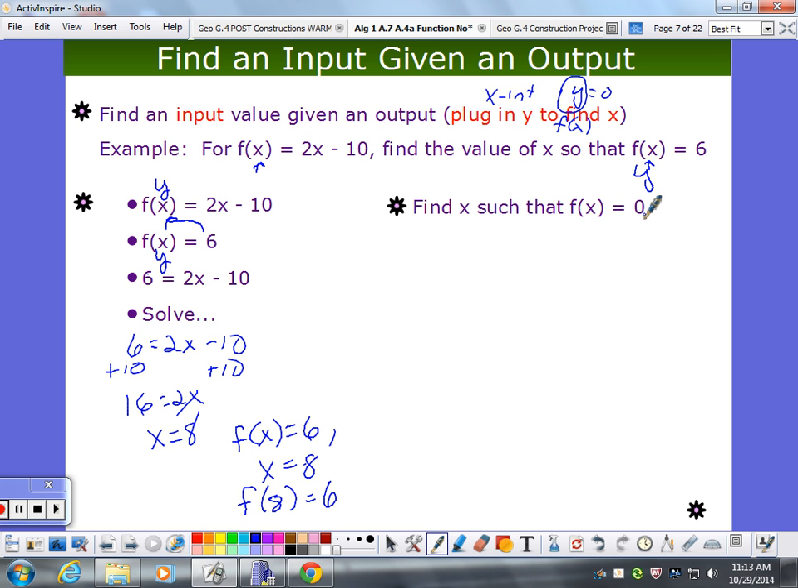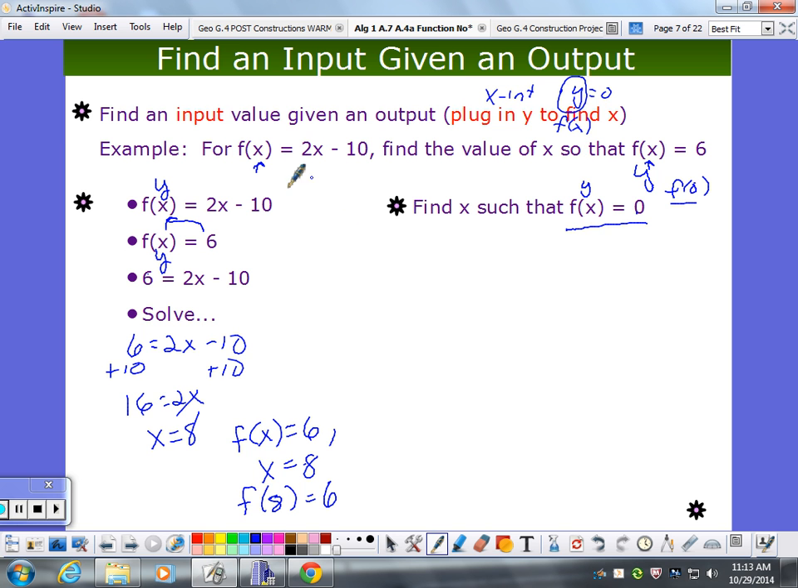Does this say plug 0 in whenever you see an x? What would that be? That would be f of 0. Do you see the difference between this and this? This one is saying y is 0. This one is saying x is 0.